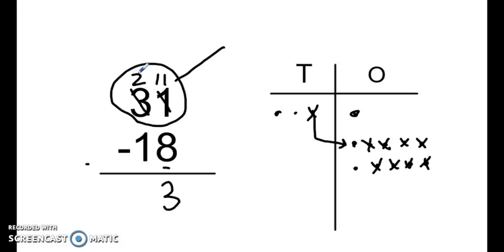Now I move into my tens column. So here I need to subtract 1 ten from the 2 tens that are left. So I go over to my chart and cross out one of the tens. I have 1 left. 2 minus 1 is 1. So my answer is 13.